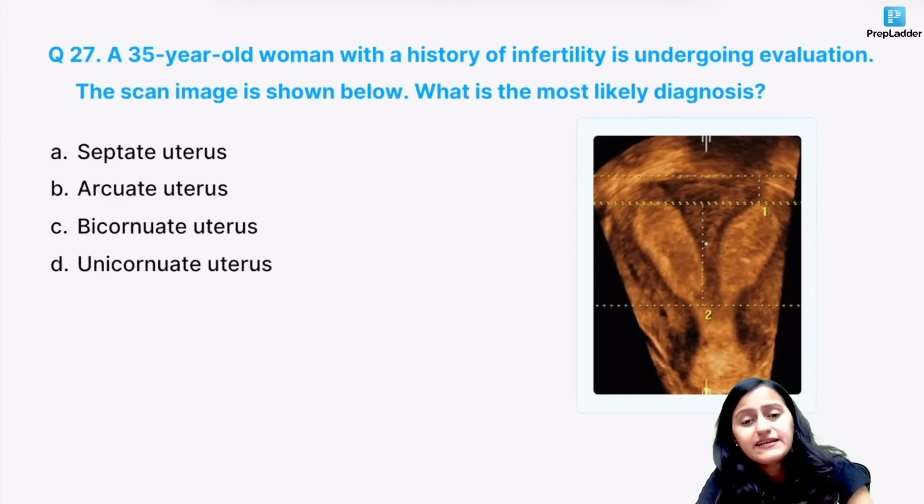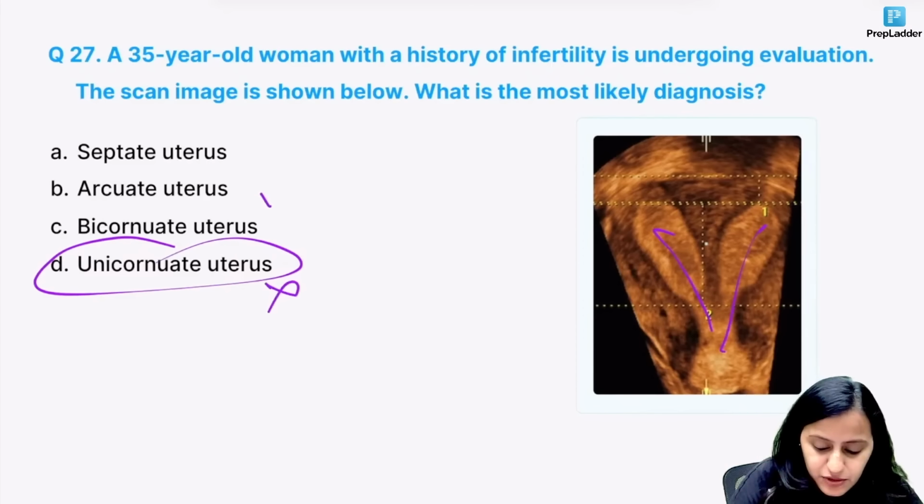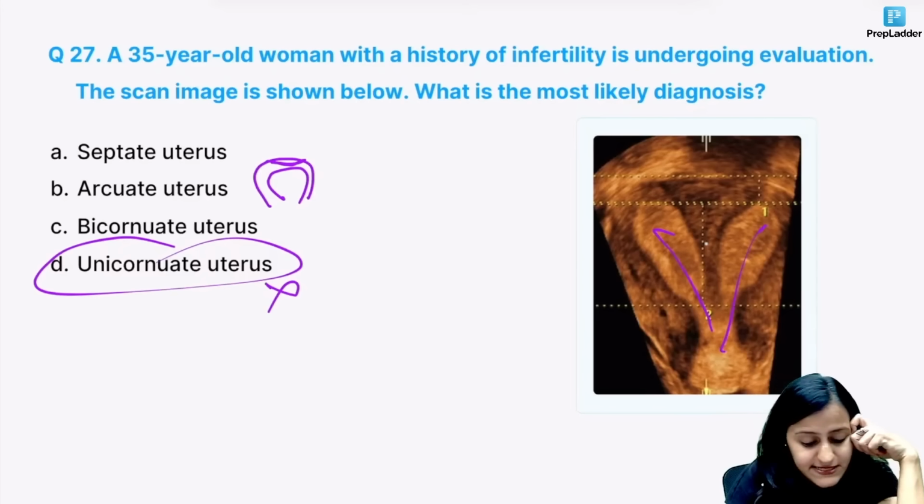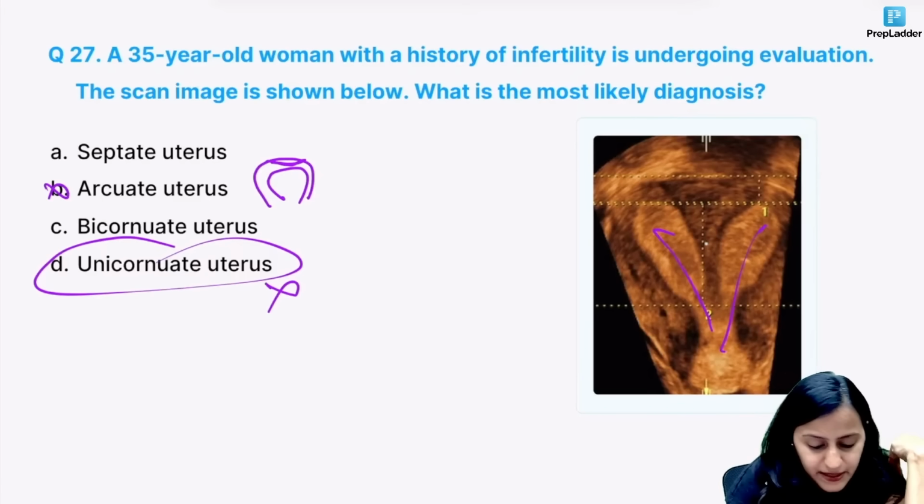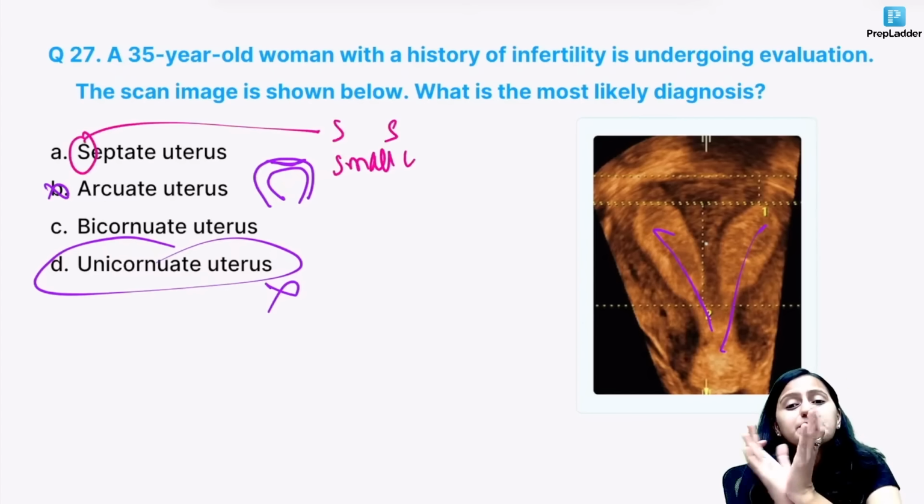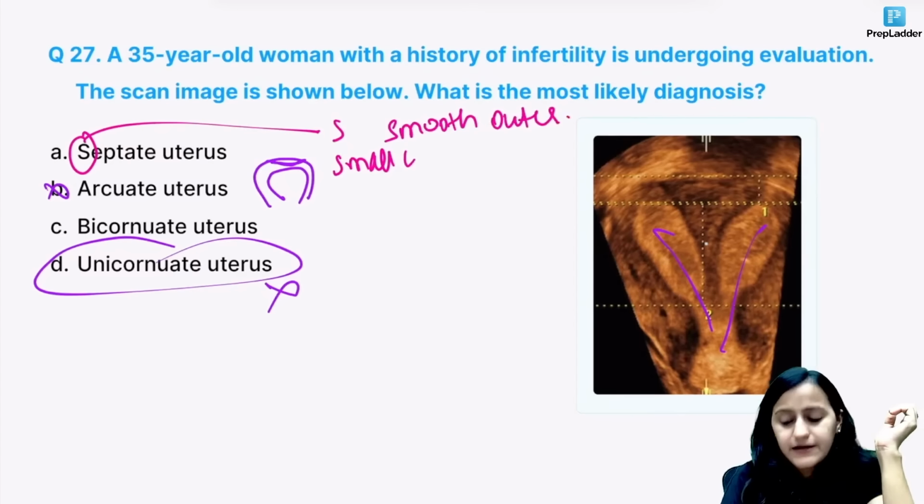What is the most likely diagnosis? What uterine anomaly: septate, arcuate, bicornuate or unicornuate? Rule out the options. Definitely it is not unicornuate because you can see two horns here. It is not arcuate because in arcuate the only problem is a slight fundal indentation and the endometrium, the horns, are only one. So even this is out. So whether it is septate or bicornuate.